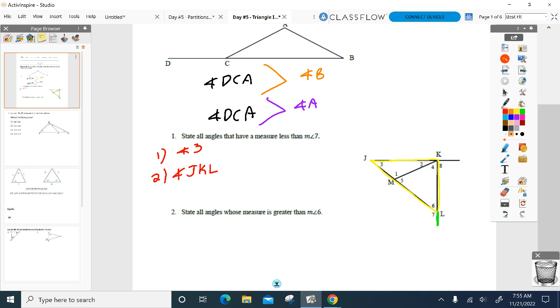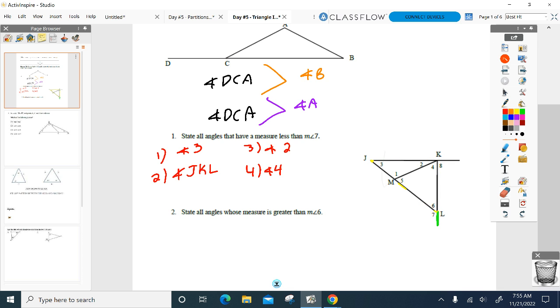Wait a second. So Iris is saying that 7 is bigger than JKL. What's JKL made up of? Angle 2 and angle 4. So shouldn't 7 also be bigger than 2 and 4? Everyone agree? If 7's bigger than JKL and JKL is made up of 2 and 4, 7 should be bigger than each of those angles. Agreed? Okay. So it's bigger than angle 2 and it's bigger than angle 4 because 2 and 4 make up JKL.